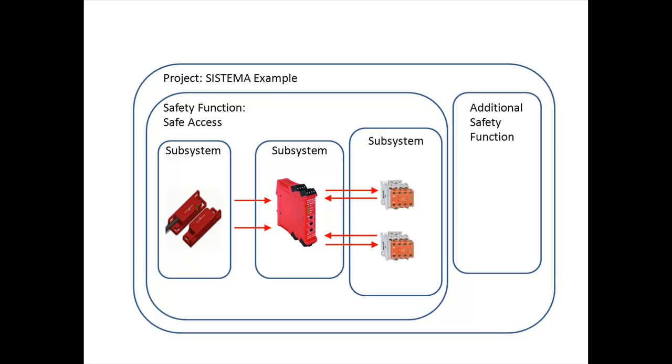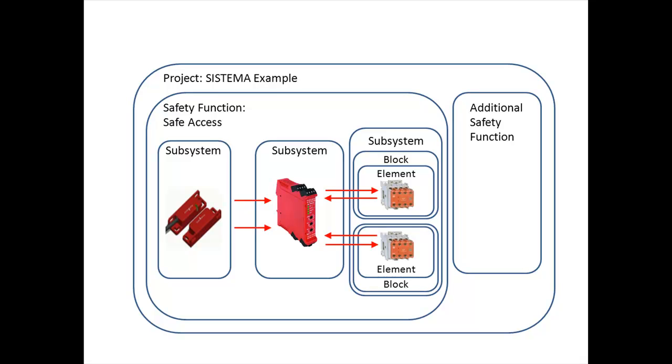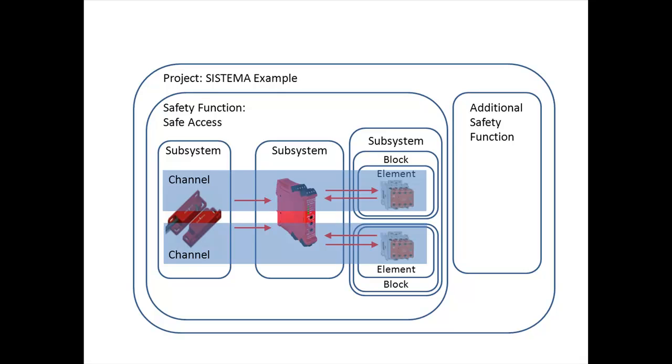The output subsystem now consists of two blocks. Each block has one element, a safety contactor. If we overlay the channel structure, we see that one contactor is in one channel and the other contactor is in the other channel. Both the SensoGuard and the GSR relay are dual channel devices, so they fall into both channels.